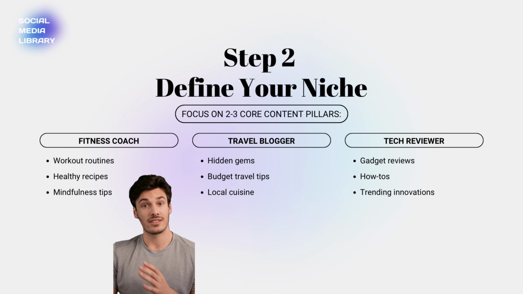Next, define your niche. To stand out in today's competitive social media world, you need to focus on 2 to 3 core topics. Think of these as the pillars of your content. For example, if you're a wellness coach, your pillars could be mindfulness, fitness tips, and healthy recipes. This approach helps you attract the right audience and keeps your content consistent.